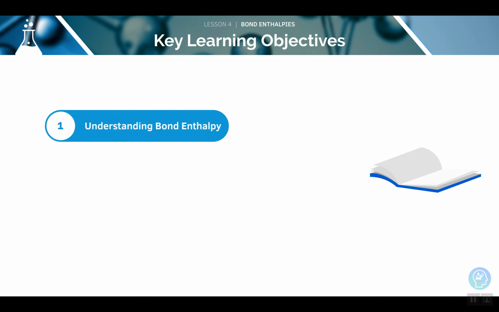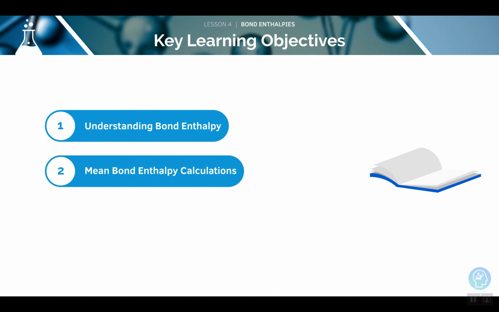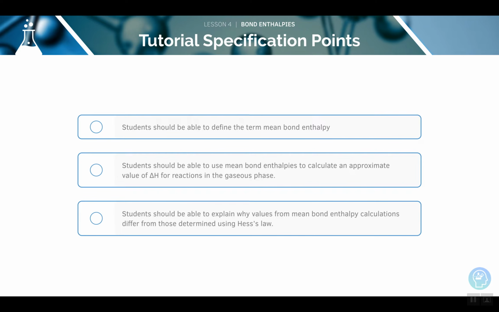Here are some key learning objectives for this session. First, we want to understand bond enthalpy. And then we will look at calculations involving mean bond enthalpies. Here are the AQA specification points for this tutorial. Pause the video now to have a read through them before we begin.